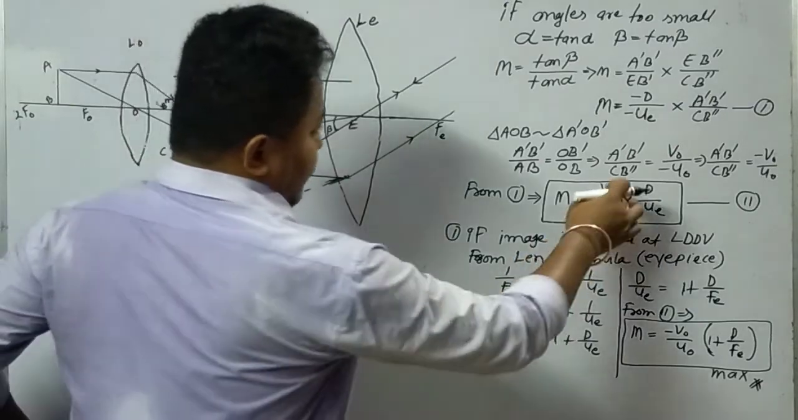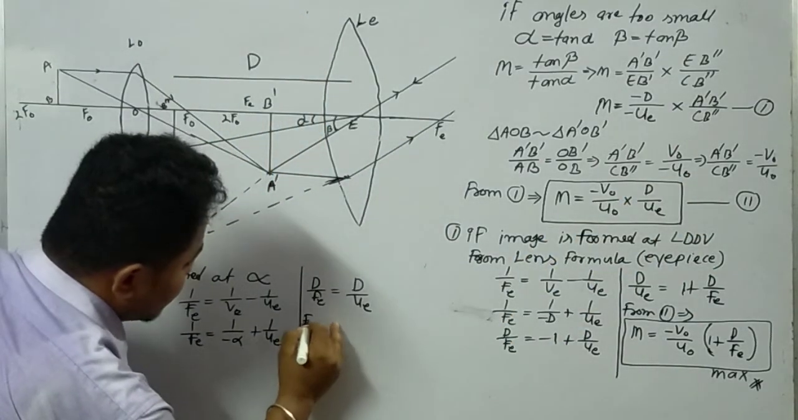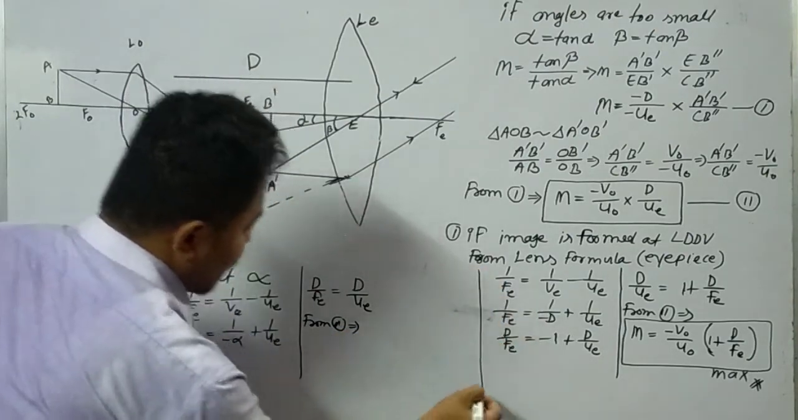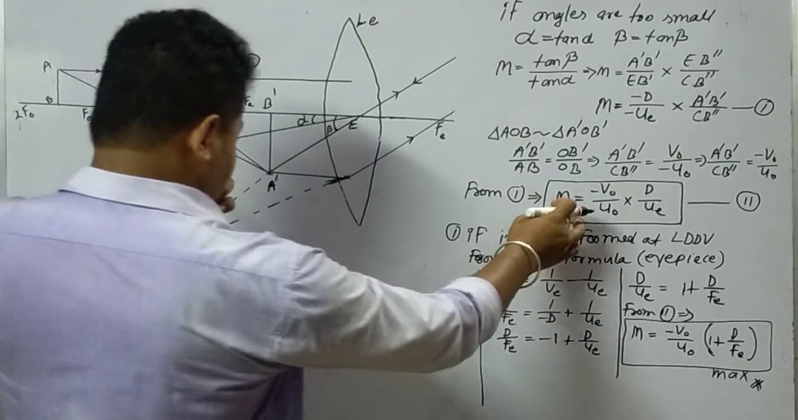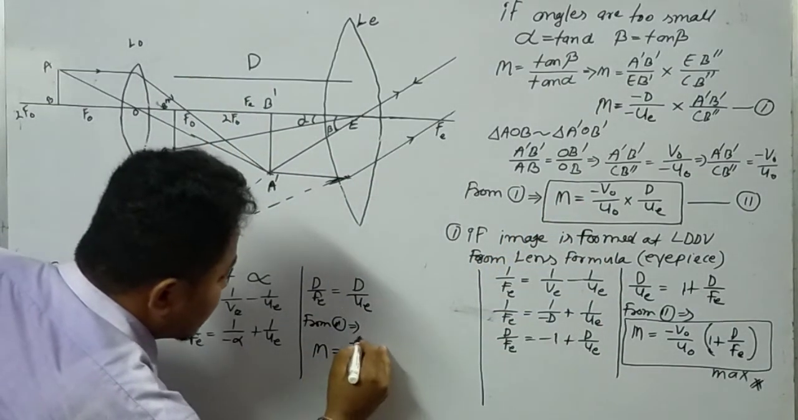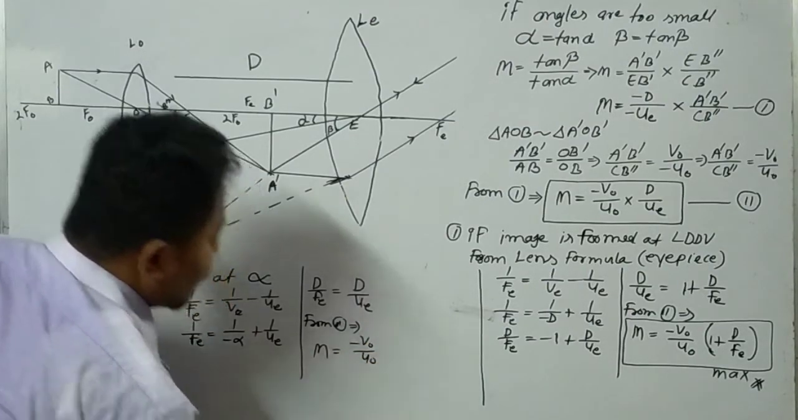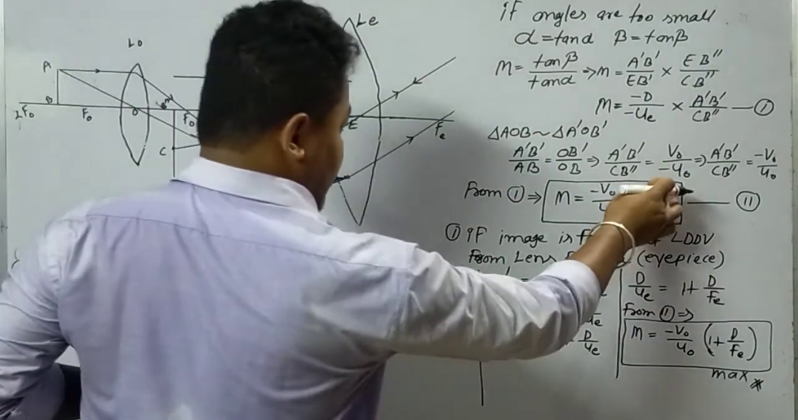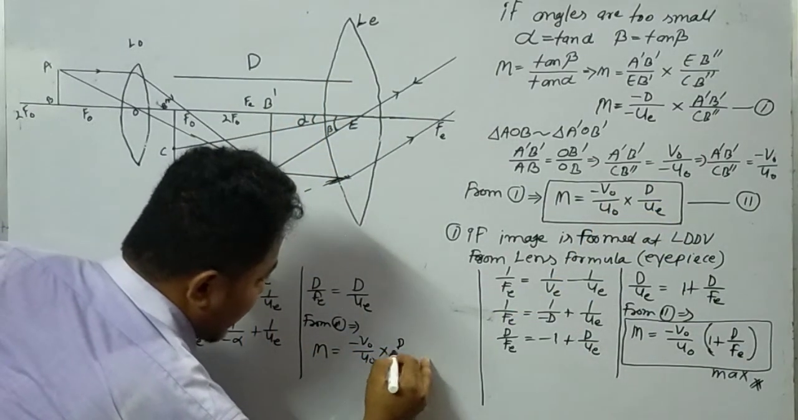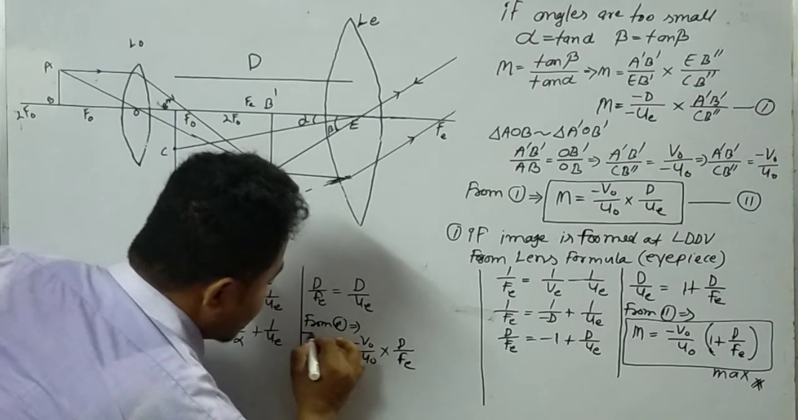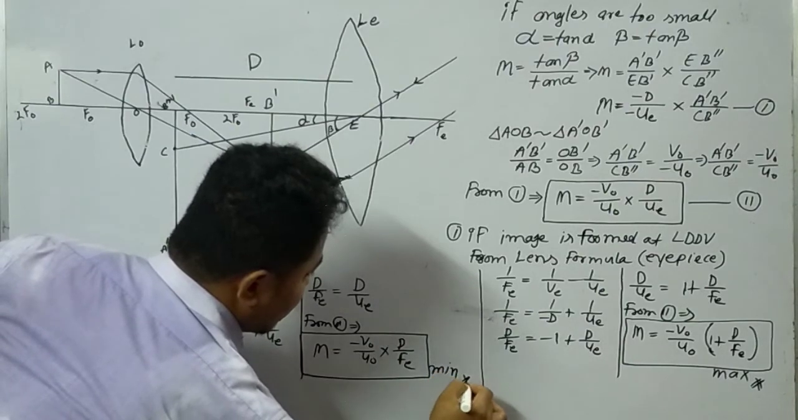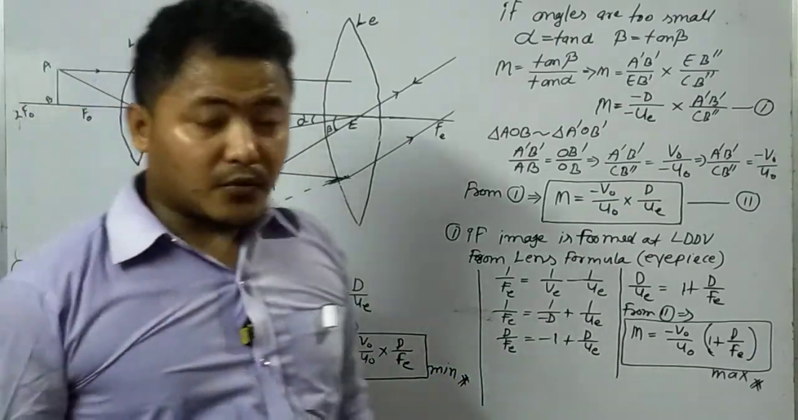Now from the number 2 equation, what is the number 2 equation? The number 2 equation is the magnifying power, M is equal to minus vo/uo. In the place of d/ue, what are you going to put? d/Fe. So M is equal to minus vo/uo into d/Fe, and this is for the minimum case. That means this is the minimum magnifying power for a compound microscope.